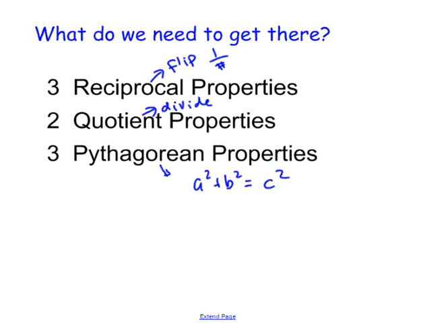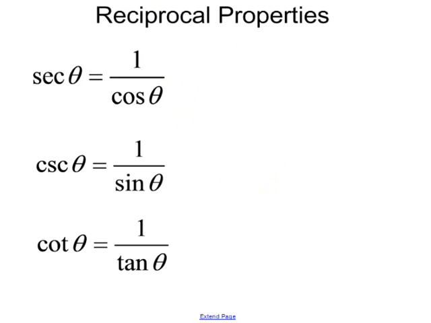All right, we're going to start with the 3 reciprocal properties that we need to talk about, which are secant, cosecant, and cotangent. Just like you remembered SOHCAHTOA, you have to remember these properties as well. So secant is the same as 1 over cosine, cosecant is the same as 1 over sine, and cotangent is the same as 1 over tangent.